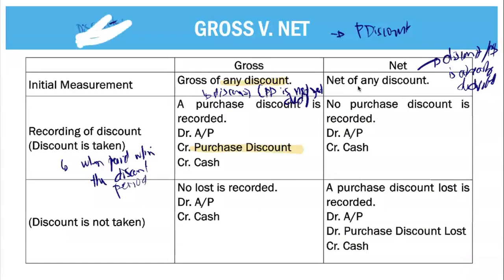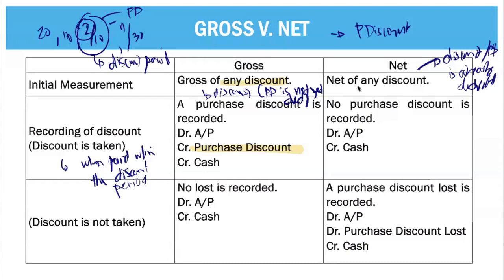In our example a while back, we have 2/10, n/30. This 2 here is the purchase discount. The 10 here is the discount period. Meaning, if you pay within 10 days, you get 2% discount. Therefore, in the recording of the discount, you will record 2% if you pay within 10 days. Okay? That is your discount period.